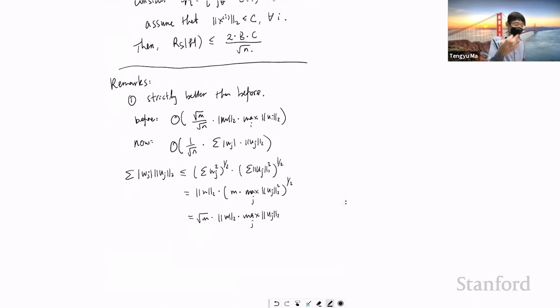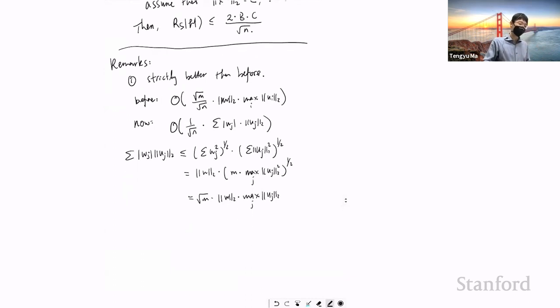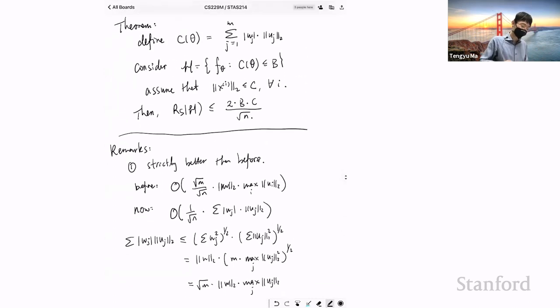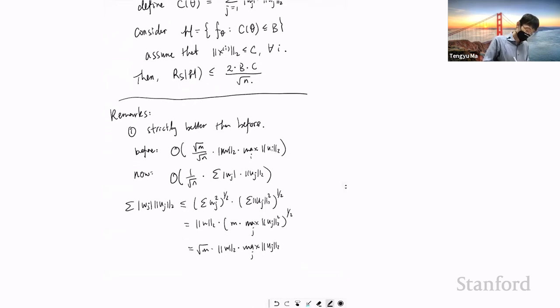And they could be the same if your wj and uj make all of these inequalities exactly equal, but in other cases it won't. And in some sense, one of the intuitions here is that this new complexity measure, C theta, captures the scaling invariance better.